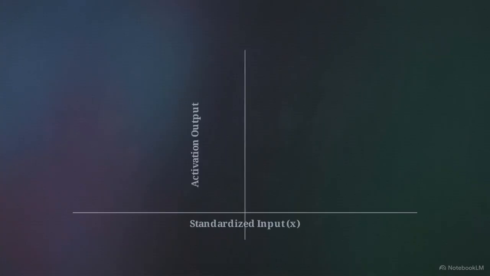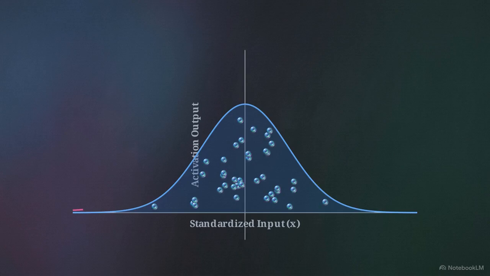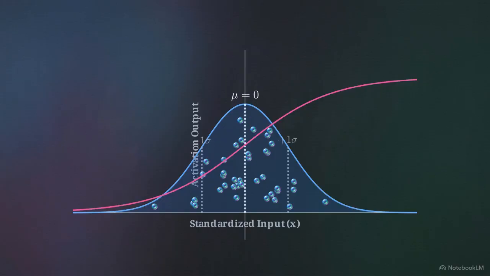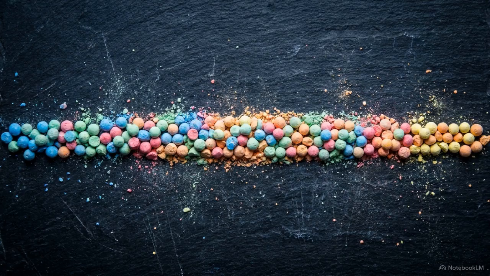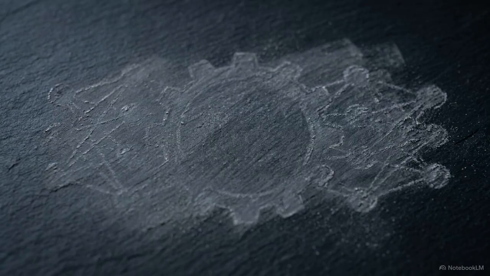We can see the problem by examining how this standard normal distribution interacts with a traditional S-shaped activation function, like a sigmoid. By forcing the mean to 0 and the variance to 1, the normalized data is pushed directly into the center of the sigmoid. This central region is nearly entirely straight and linear. If all the data is trapped in the linear segment, the network completely loses its nonlinearity. This destroys the model's representational capacity to learn complex patterns.